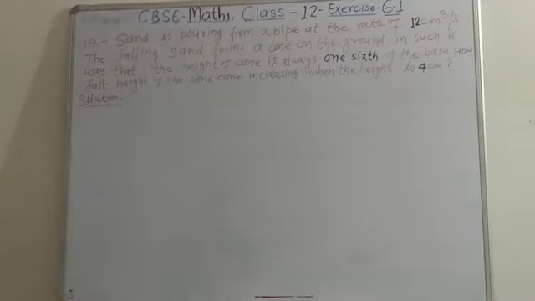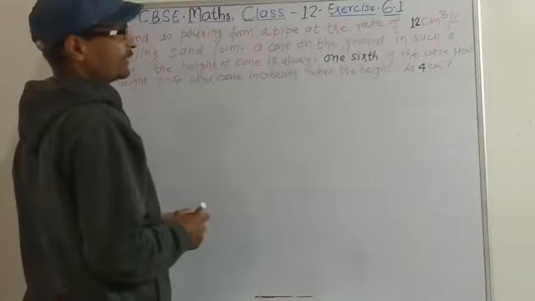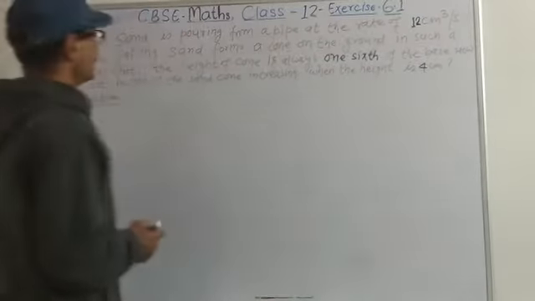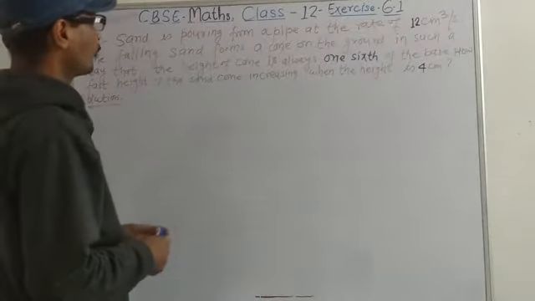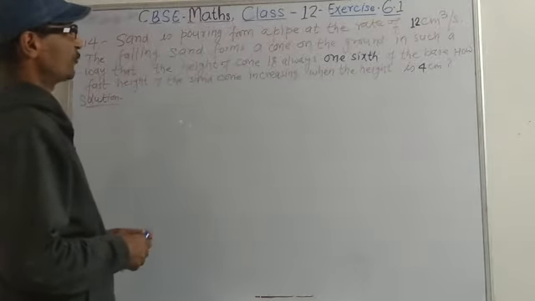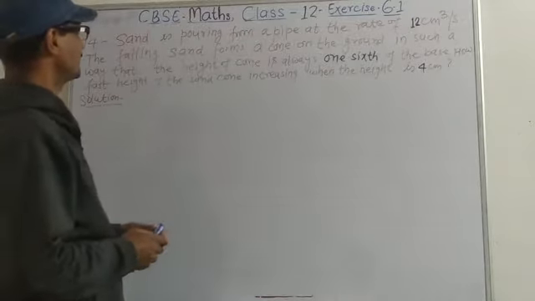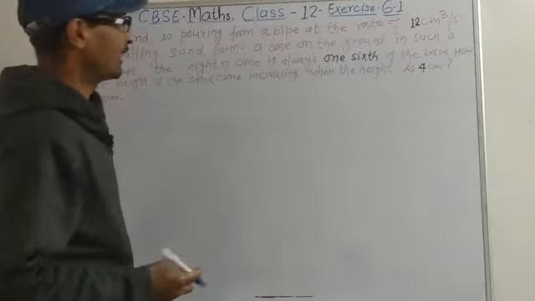Now question number 14: sand is pouring from a pipe at the rate of 12 cm³ per second. The falling sand forms a cone on the ground in such a way that the height of the cone is always 1/6 of the base. How fast is the height of the sand cone increasing when the height is 4 centimeter?